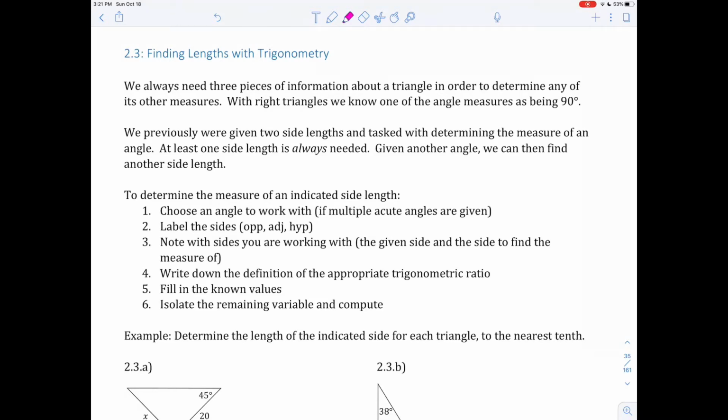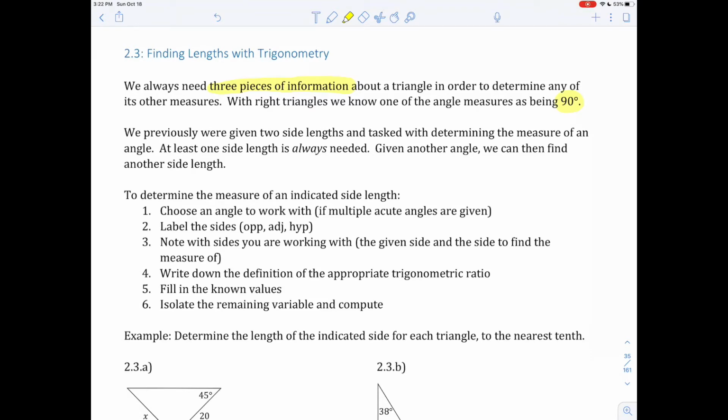Here's how it's going to go down. To find lengths or angles of any triangle, we need a minimum of 3 pieces of information. Usually, one of those is that it's a right angle triangle, so we have that 90 degrees given to us, so we need 2 additional pieces. Previously, we were given those 2 additional pieces as 2 side lengths. However, we could actually be given 1 side length and 1 angle to then solve for a different side length.